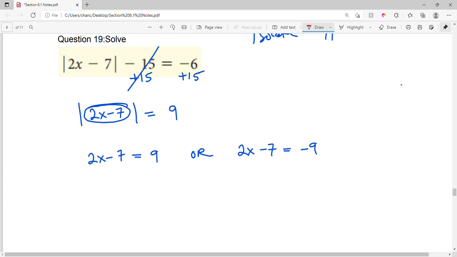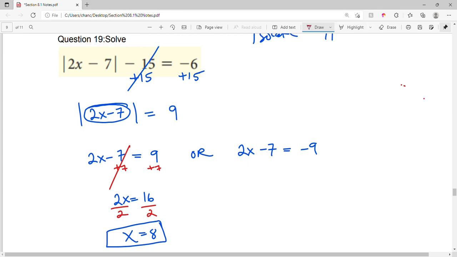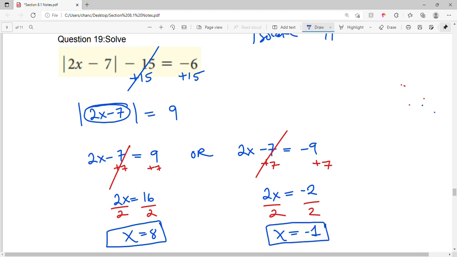So let's take some time. We can add 7 to both sides here. That gives me 2x is equal to 16. We'll divide both sides by 2. X is equal to 8, and that's our first solution. For the other side, we'll add 7 to both sides. And so we have 2x is equal to negative 2. I can divide both sides by 2. And we get x equals negative 1. So that's our second solution.